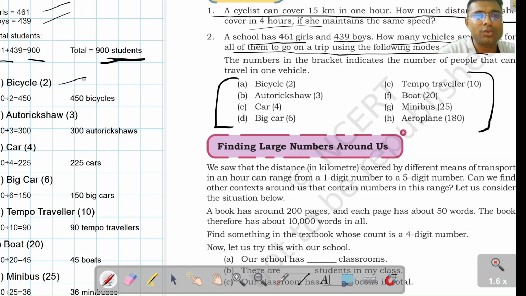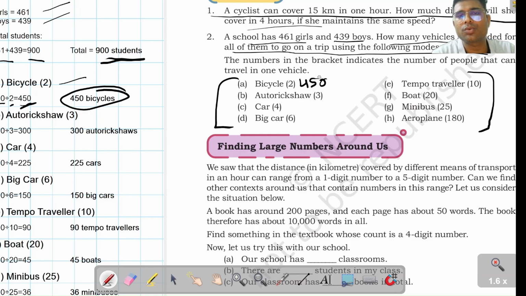On a bicycle, 2 students can sit. So we will divide the total number of students by the number of students that can sit in a vehicle. When you divide 900 by 2, you will get 450. So it means we need 450 bicycles for 900 students.